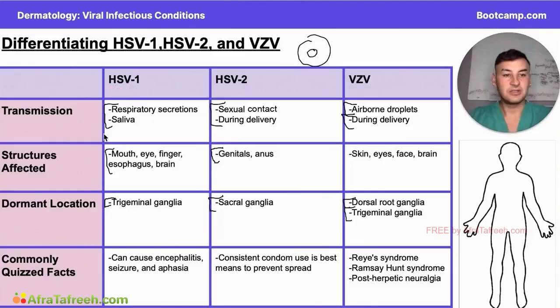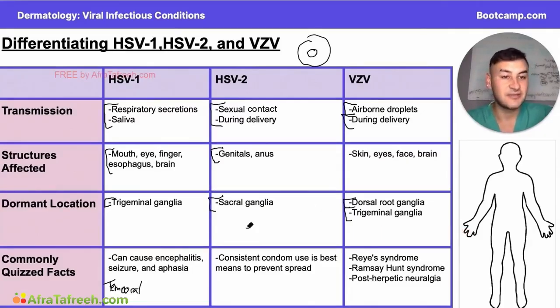Okay? So let's talk about some commonly quizzed facts associated with each virus. So starting with HSV1, we love to hear on step 1 about encephalitis, seizure, and aphasia, which are all neuro symptoms of HSV1. And that's because HSV1 really likes to infect the temporal lobe, okay? And we know that the temporal lobe is an area that is really prone to causing seizure activity, and it's also the location of a lot of our language structures, which is why it can cause aphasia in these patients.